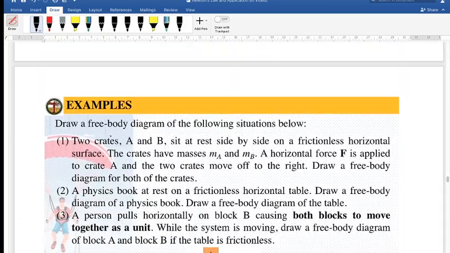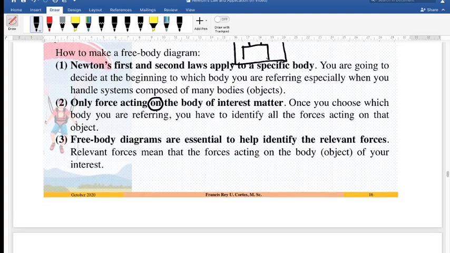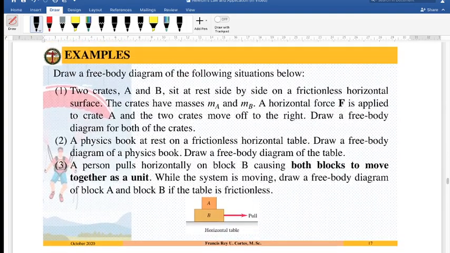So for example, we have to draw a free body diagram below. Draw a free body diagram or FBD of the following situations. The first situation: two crates A and B sit at rest side by side on a frictionless horizontal surface. So we have here the horizontal surface, then this is crate A and crate B, side by side, right? The crates have masses MA and MB. A horizontal force F is applied to crate A.